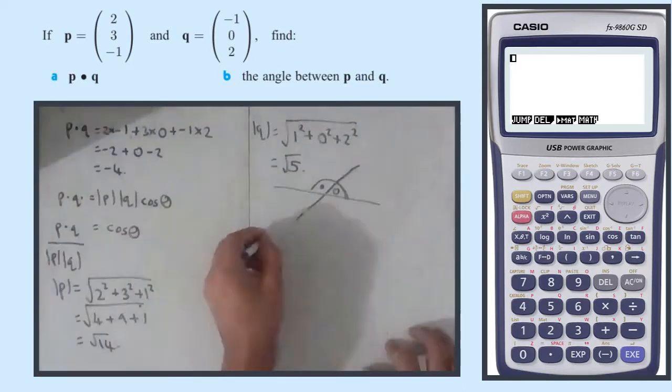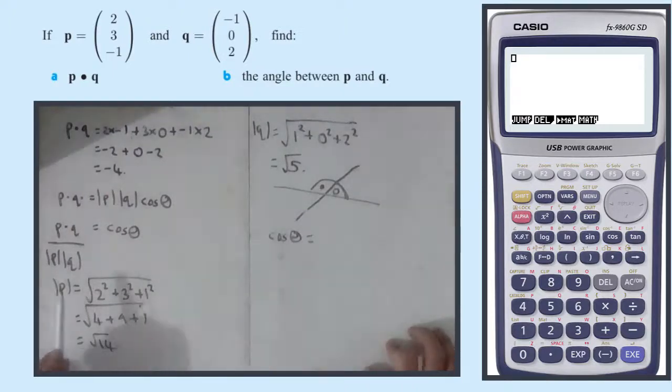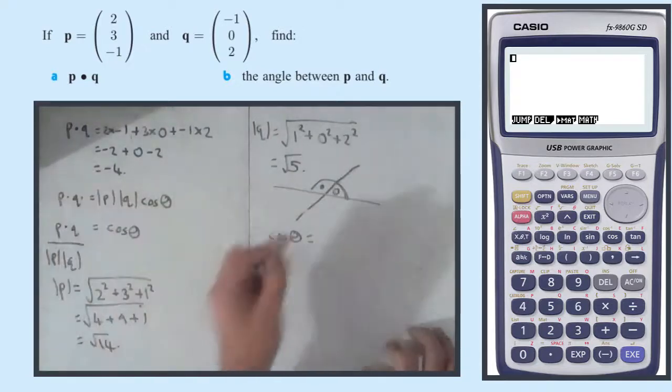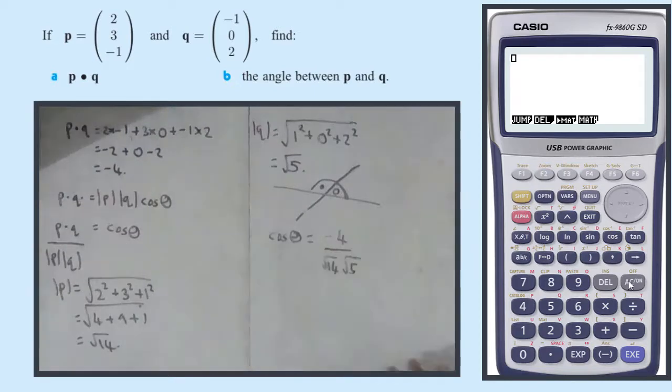So cos theta equals P dot Q, which we already have from part A, -4, over the modulus of P, root 14, times the modulus of Q, root 5. So theta must be the inverse cos of that. So theta equals cos^-1, inverse cos, or arc cos, of -4 over root 14 root 5. So go straight to your calculator.